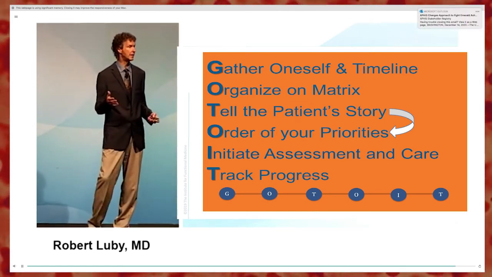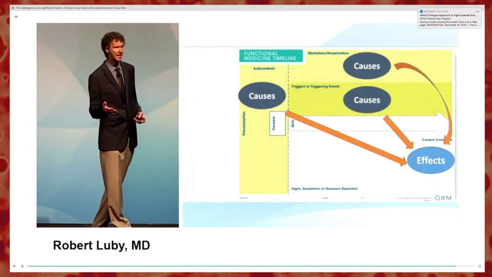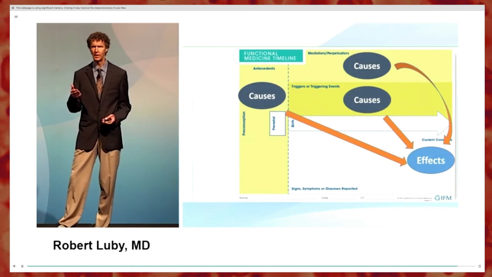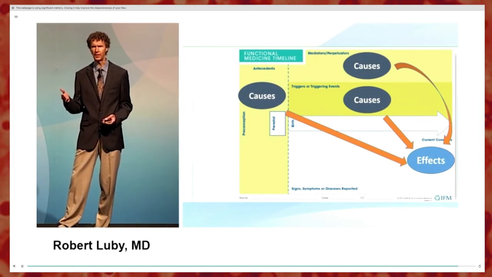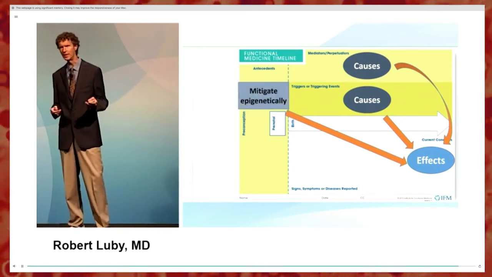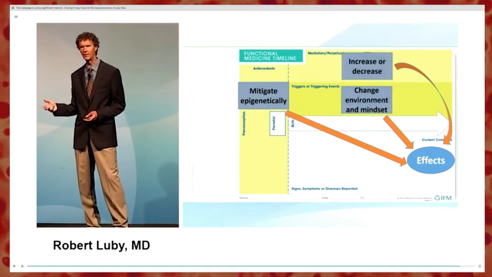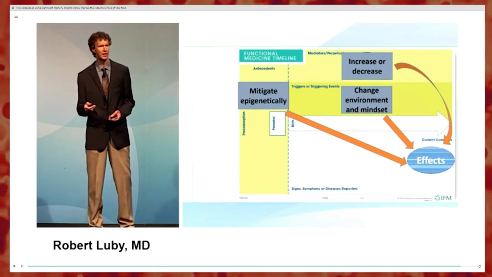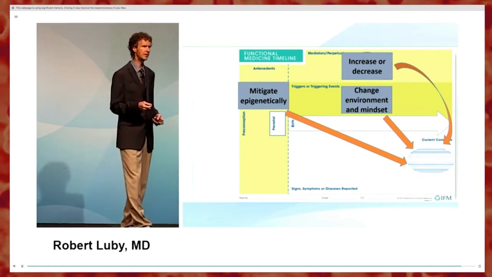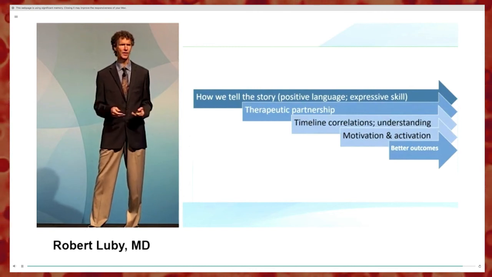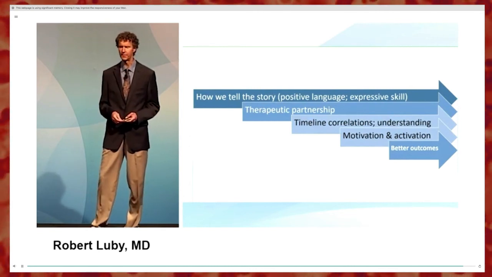Because you also want to remember, align those causes in her timeline, the ATMs, the MESs, the modifiable lifestyle factors, with the current effects. Because remember, you can mitigate the antecedents epigenetically. You can change her environment and help her change her mindset. You can help her increase what's deficient and decrease what's in excess. How you tell that story will help you get better outcomes.